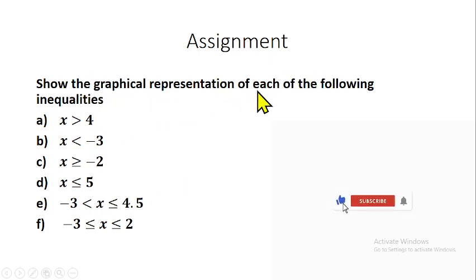Show the graphical representation of the following inequalities on a number line. So represent these inequalities that we have on the screen right now on a number line. That's the first assignment for this video.